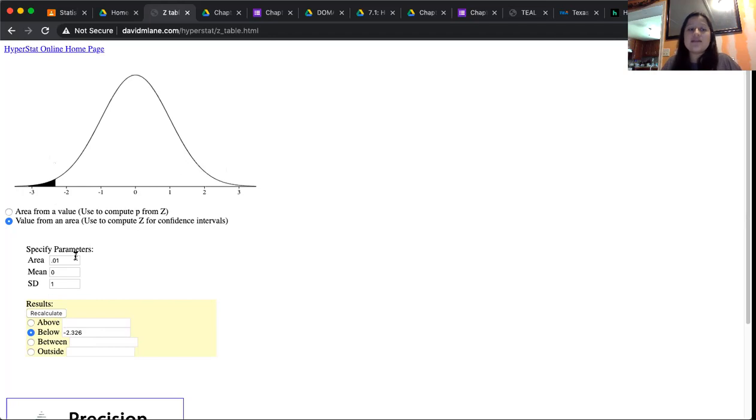If you're doing a right-tailed test, if you did this one above, bam, it would give you a positive 2.326. So if it had been a right-tailed test, you would just hit above. If it's a two-tailed test, you hit outside. And it'll tell you what your two numbers are.